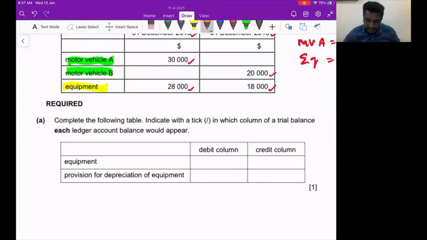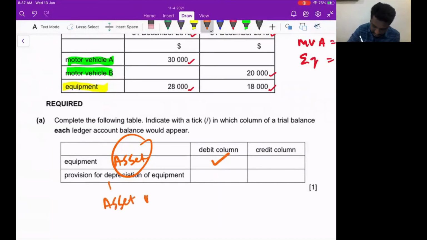Complete the following table. Indicate with a tick in which column of the trial balance each ledger account would appear. Equipment is my asset. An asset will be on the debit side, so it will be debit. Provision for depreciation is asset minus, right? Provision for depreciation is actually accumulated depreciation. Another name is provision for depreciation. So the asset minus means it will be on the credit side.